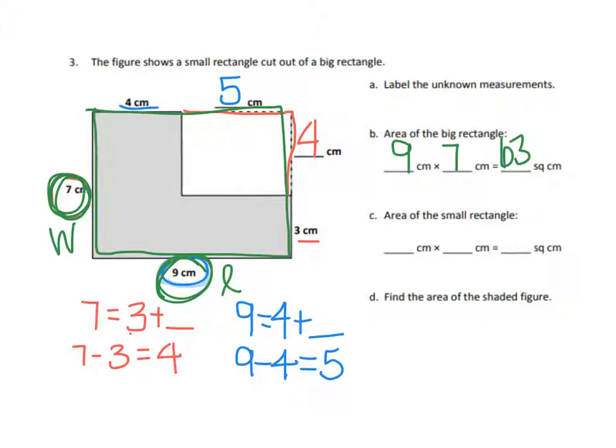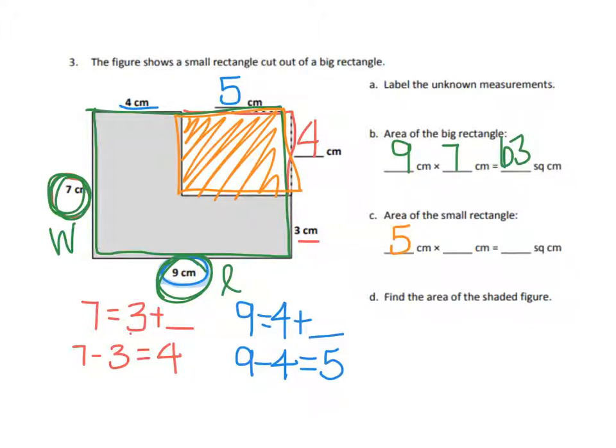Now I'm going to focus on the area of the small rectangle. So I'm going to switch my pen colors so it's easier for you to see what I'm talking about. Let's go with orange. So it's this part right here that I'm talking about. So I have a dimension of the length, which is 5 centimeters, the width, which is 4 centimeters. 5 times 4 is equal to 20 square centimeters.